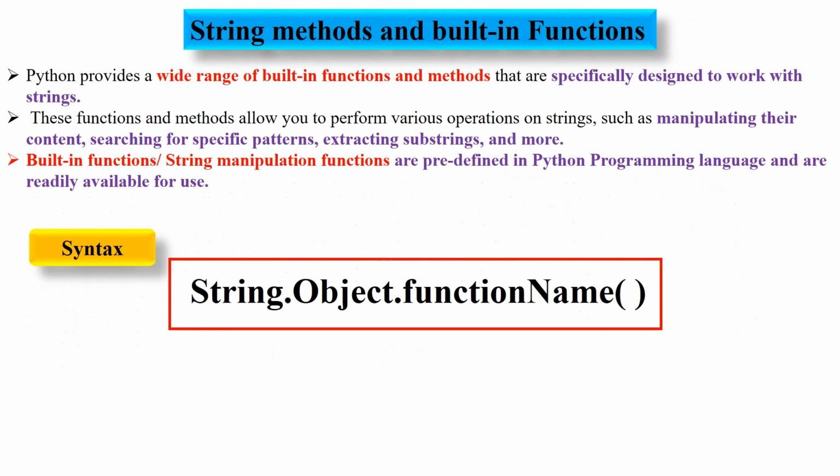Let's discuss string methods and built-in functions. Python provides a wide range of built-in functions and methods that are specifically designed to work with strings. These functions and methods allow you to perform various operations on strings, such as manipulating their content, searching for specific patterns, extracting substrings, and more. Built-in functions or string manipulation functions are predefined in Python programming language and are readily available for use. Syntax is string.object.function name. Let's understand all the string methods and built-in functions one by one.